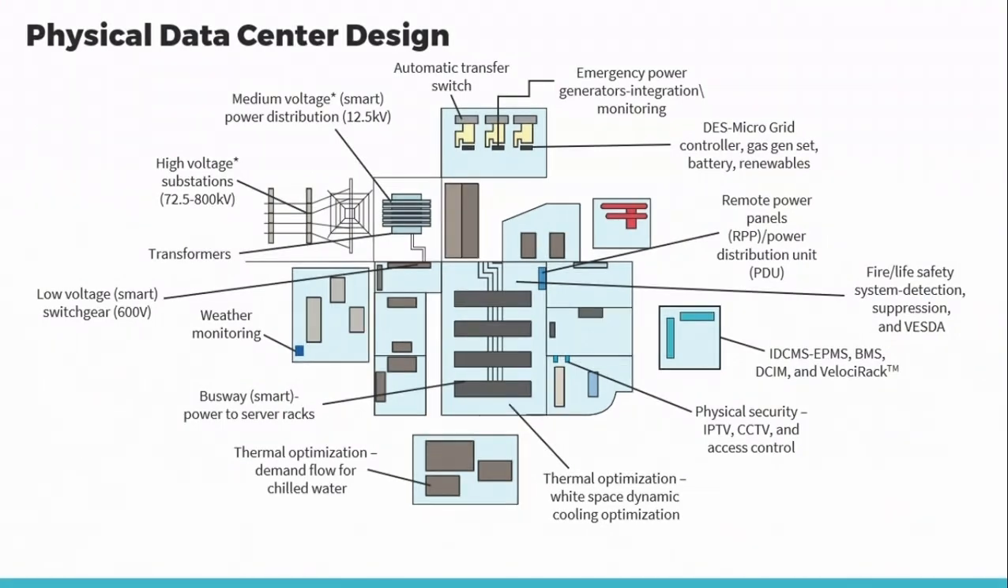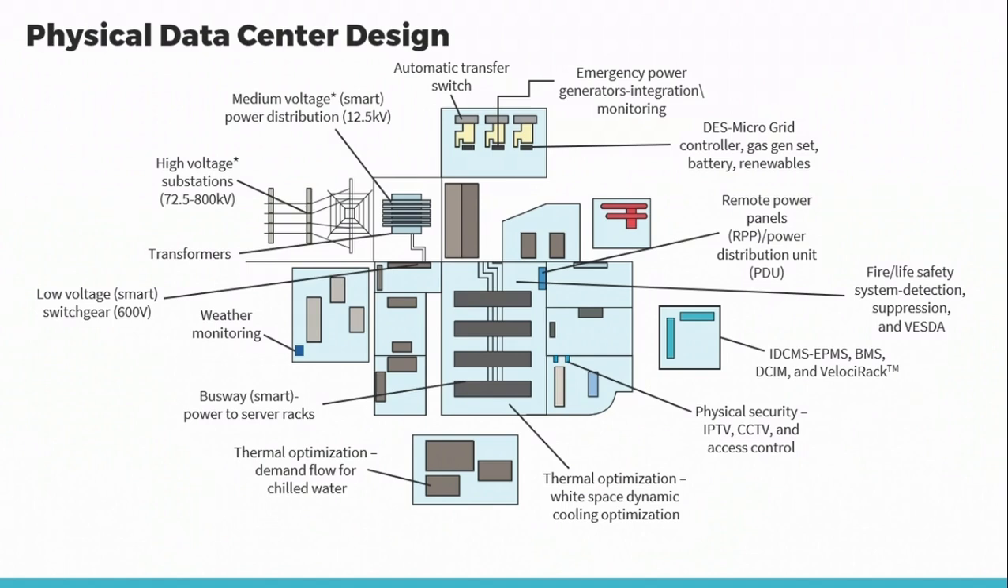We have DES Micro. This is a grid controller. Basically, it optimizes systems and sites that operate entirely or partially off the grid. So it supports storage, load, solar, and other generators. So a gas generator set, lithium batteries, renewables. Deep in the heart of the data center, we have the remote power panels and the power distribution units.